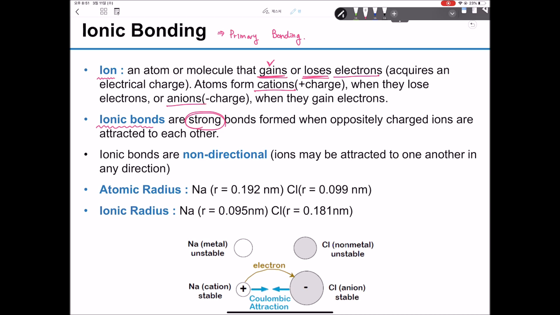So ionic bonds are strong bonds formed when oppositely charged ions are attracted to each other. So it's basically attraction between negative and positive charges. And they are non-directional, meaning the ions may be attracted to one another in any direction. So there is no preferred direction; it can happen in any direction.